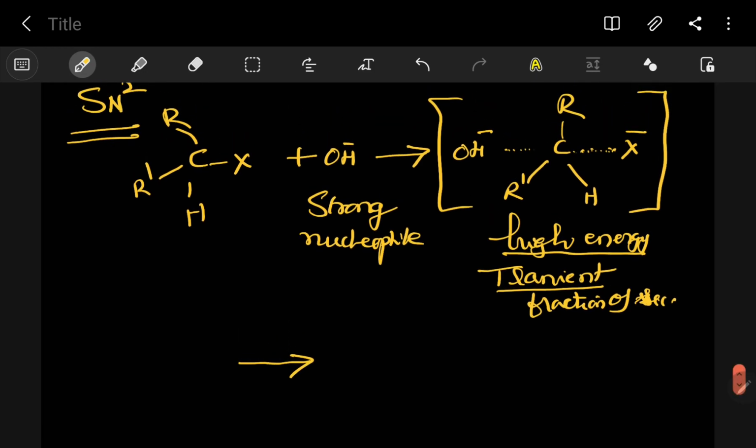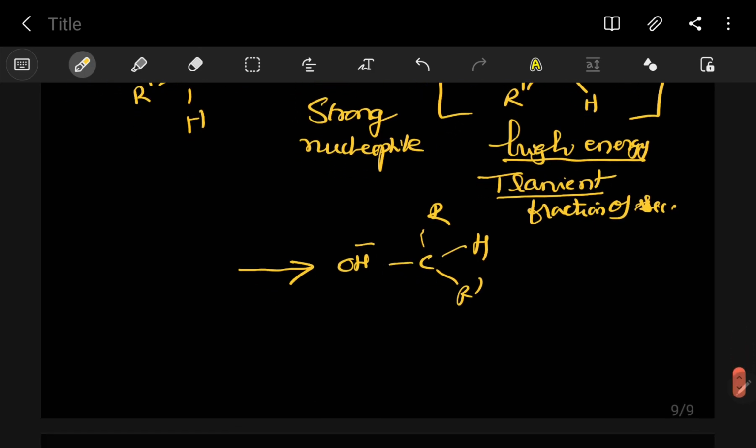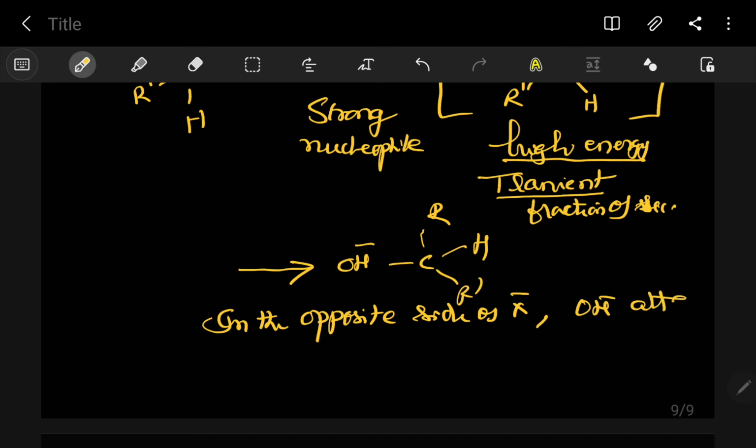How is it giving the product? HO-C with R, R dash, and H. OH minus attacks on the opposite side of X minus. This is called the inversion product. So here the inversion product is formed.